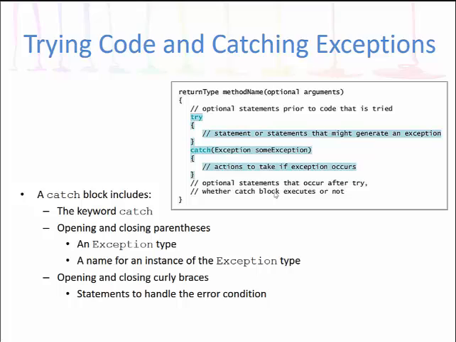So I'll show you more examples of that in the next video. This just gives us an overview of exceptions, what they are, that they're objects, and how we can test for them to be thrown, and then catch them so that we can do something with it. So let's look at how that's all going to work together in code.